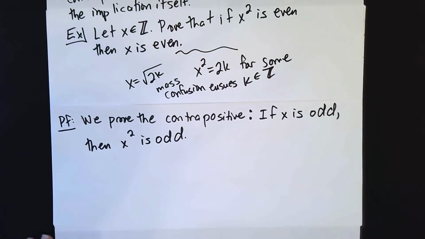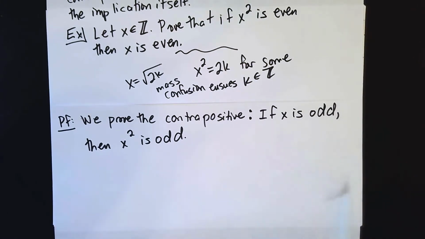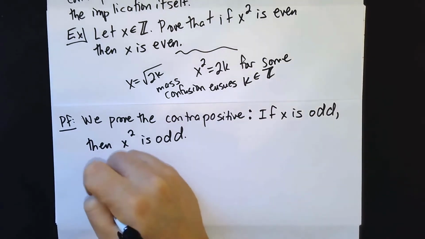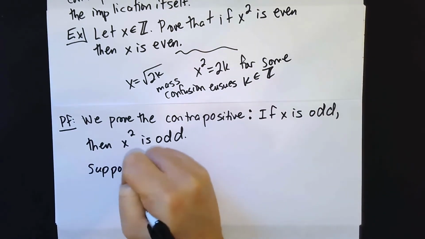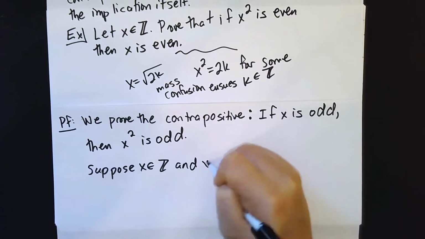But good news, as soon as you write out the contrapositive, you're just doing a direct proof. So now I'm proving if x is odd, then x squared is odd, and I get to do that exactly like we did in the direct proof section. So we're going to suppose x is in Z, and x is odd.